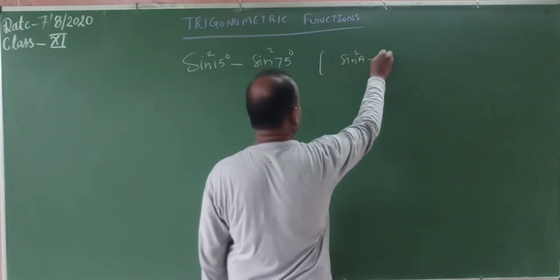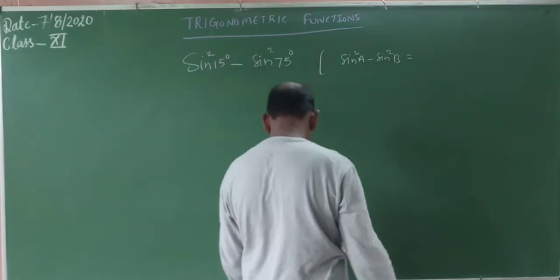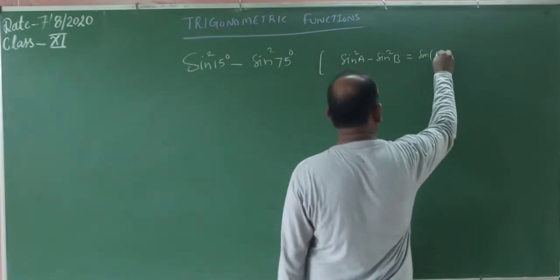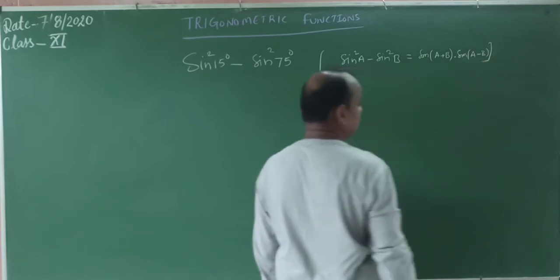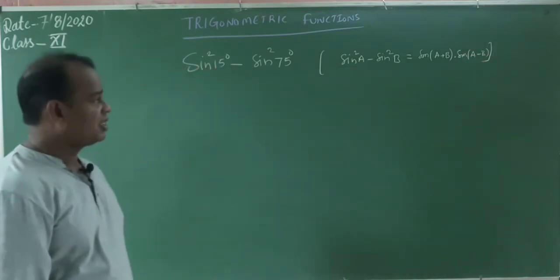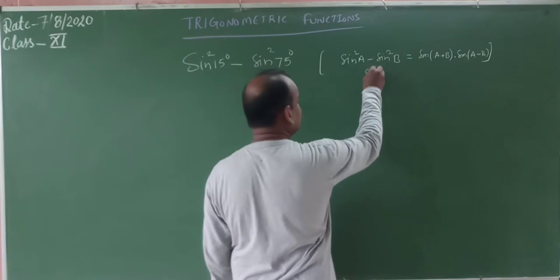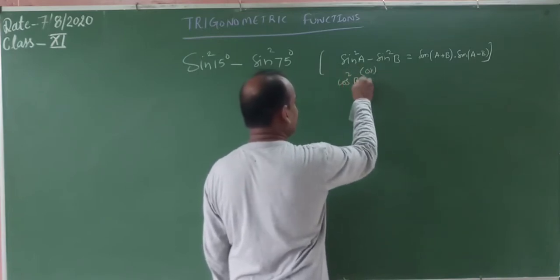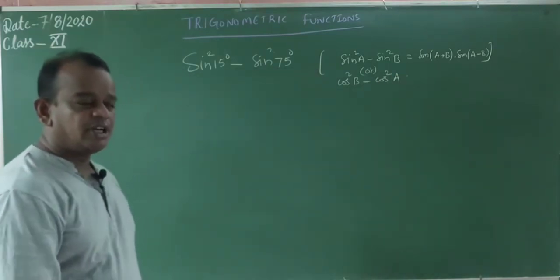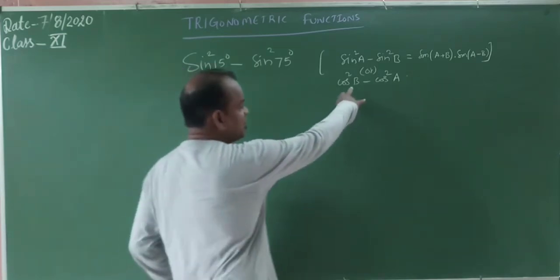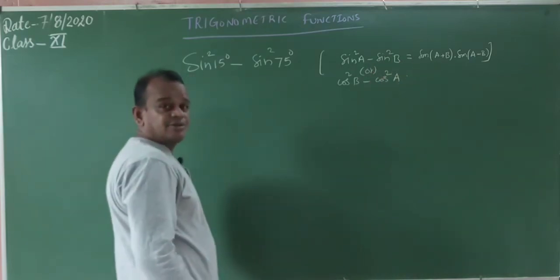But it is in the form of sin square A minus sin square B. That is equal to sin of A plus B into sin of A minus B. Remember this formula. Sin square A minus sin square B is nothing but cos square B minus cos square A. In the examination, if cos is asked, the first value is B, after that A. In sin, it is A then B: sin of A plus B into sin of A minus B.